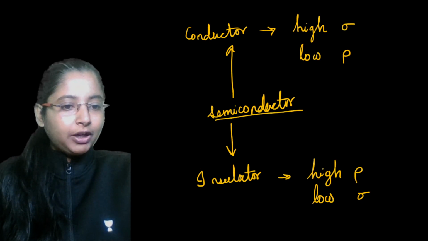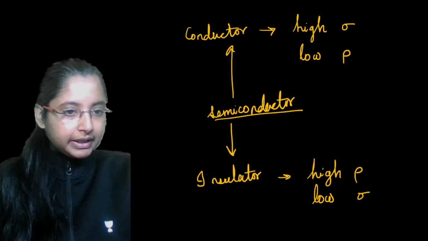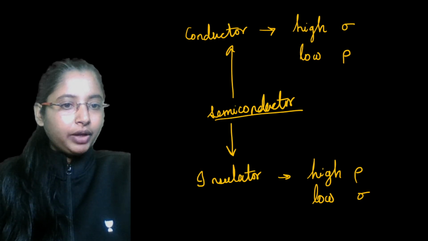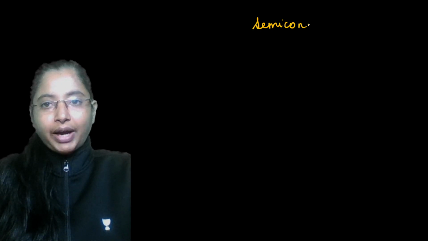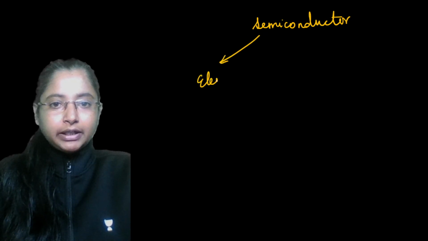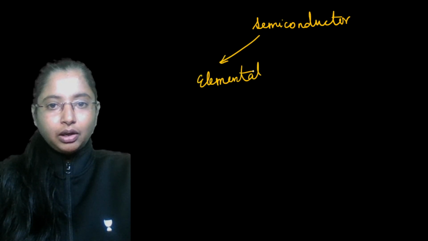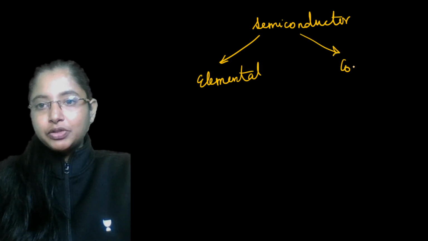Now, with respect to the classification of semiconductors, this is once again just for your knowledge. Semiconductors are divided into two types: elemental semiconductors and compound semiconductors.